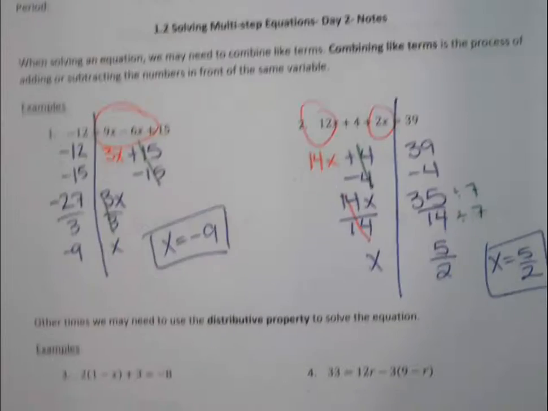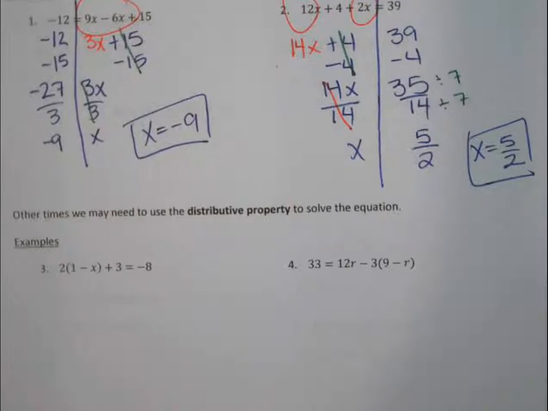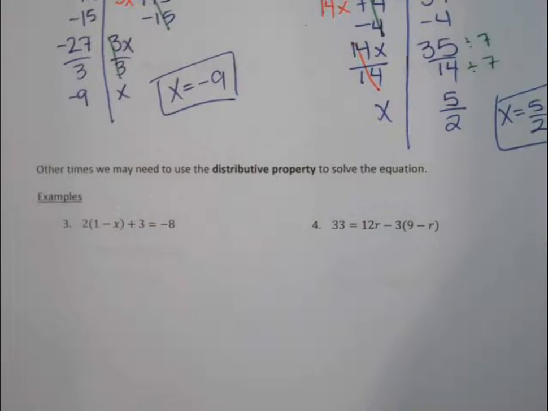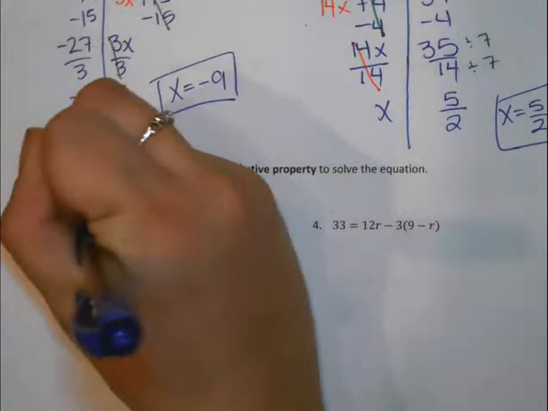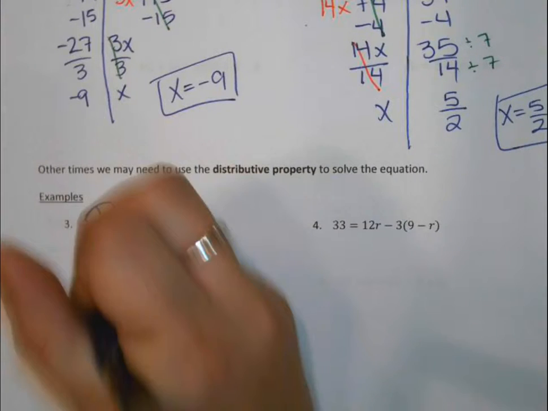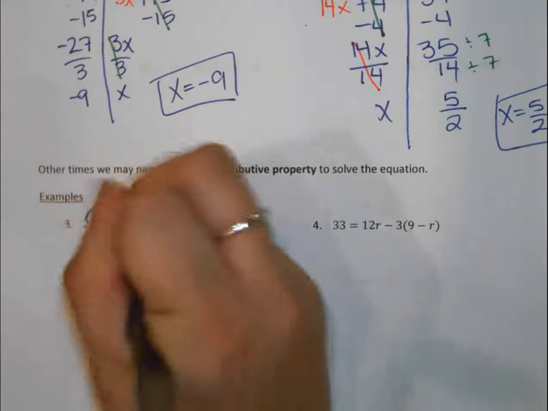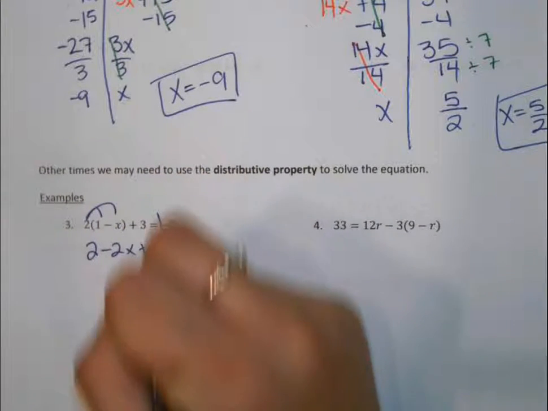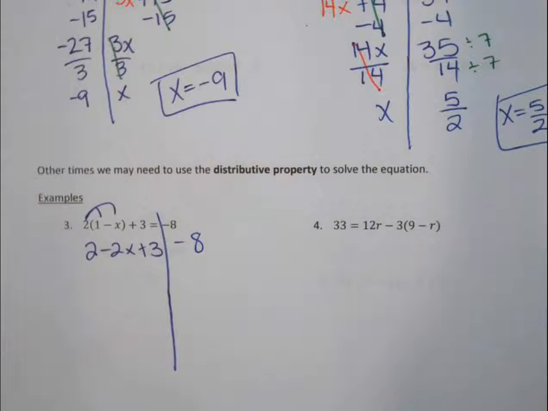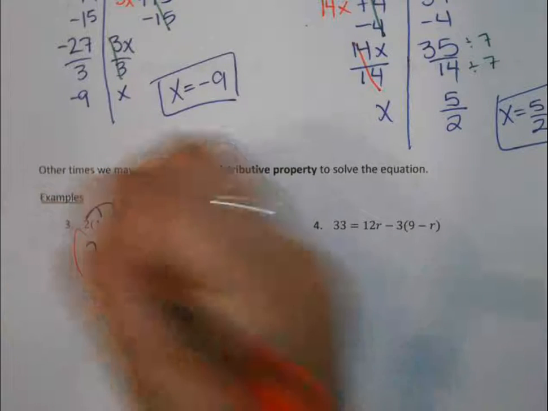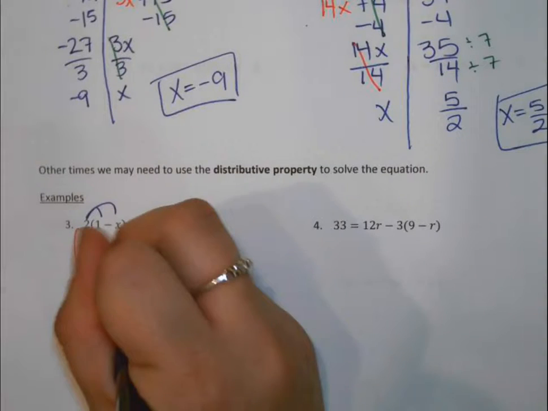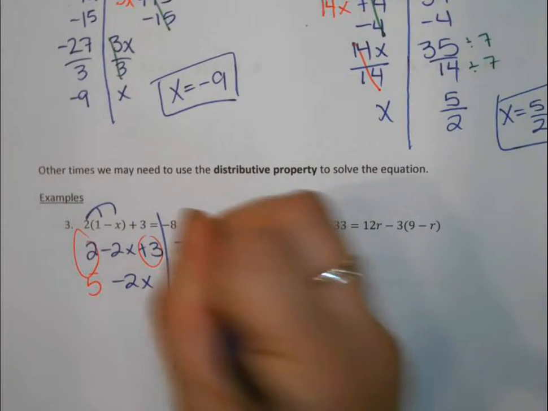Okay. Moving on, something else I can do is use the distributive property to solve the equation. So what that means is I'm going to take the number up front and distribute it in. So 2 times 1 is 2. 2 times negative x is negative 2x, and the 3 from before is still there. And the negative 8 on the left side. Then I'm going to go ahead and combine like terms. I have 2 and 3, which is 5. The negative 2x stays, and same with the negative 8.